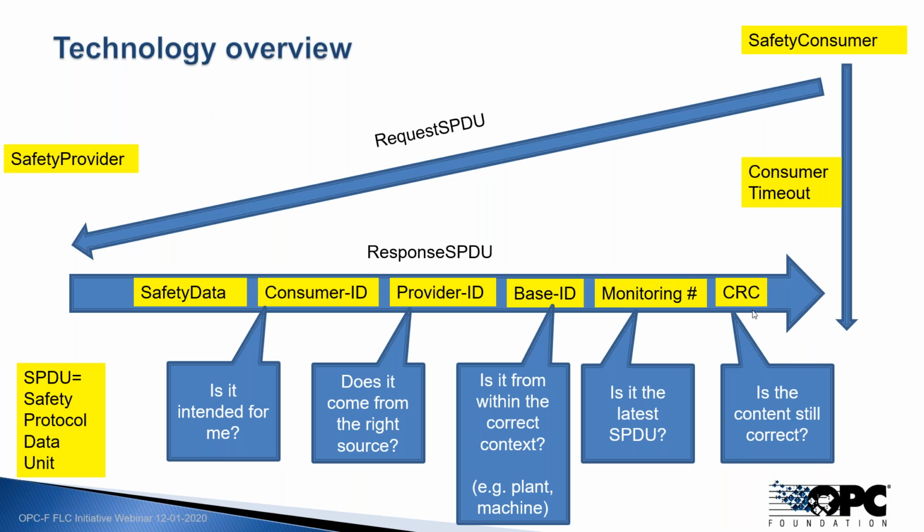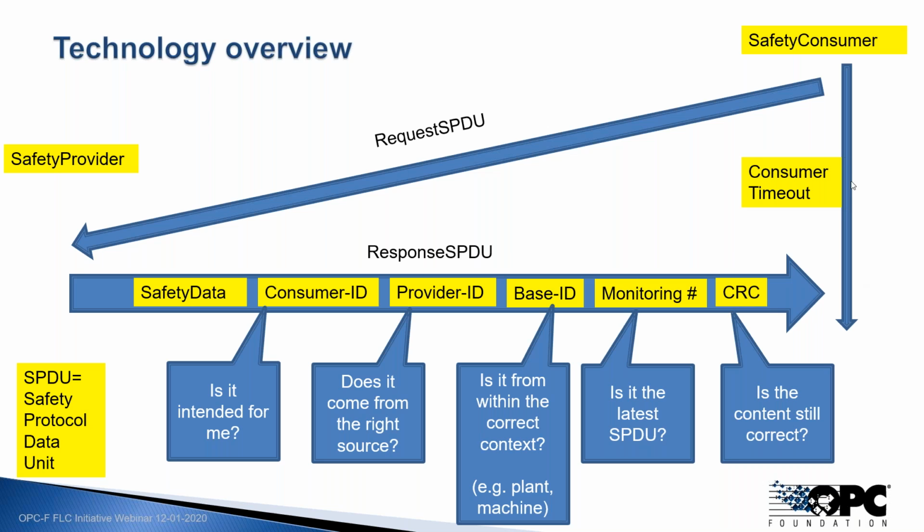The last field is a CRC checksum, and this is used to detect any data corruption which might have happened during the transmission of the telegram. If one of the bits in the safety data has flipped or been corrupted, of course, this could be very dangerous. This is then detected using these CRC mechanisms with a very high probability.